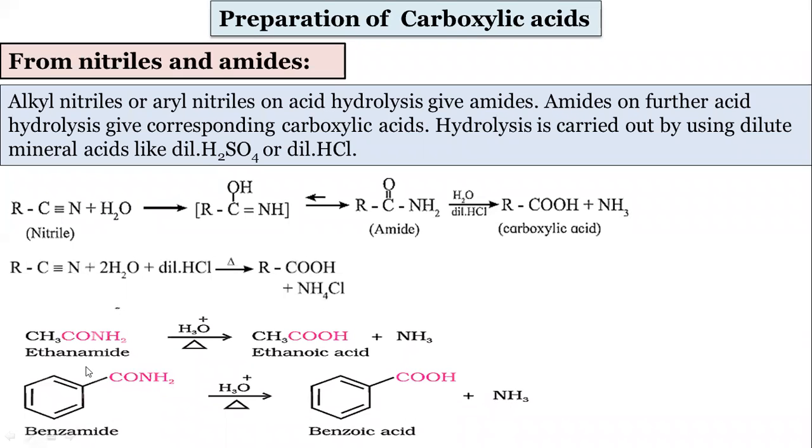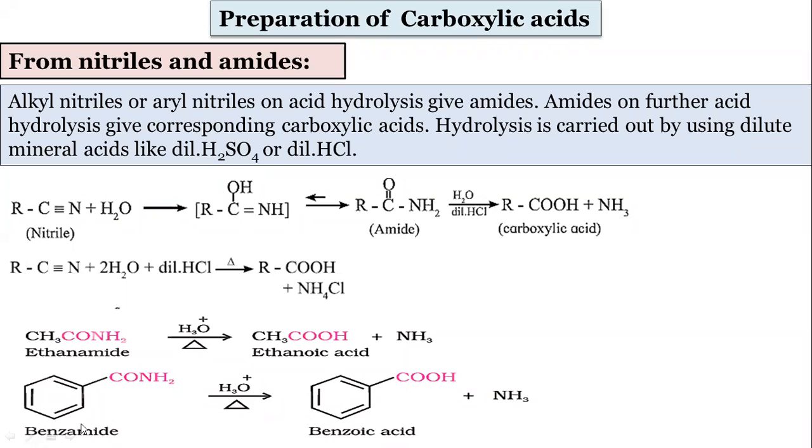Yes, I will take another example, ethanamide. You know how the amides are prepared now. Amides are prepared by using nitriles. Nitriles on hydrolysis give an intermediate, after tautomerization amides, and amides to carboxylic acids. So directly if the amides are given, amides on hydrolysis give acids.